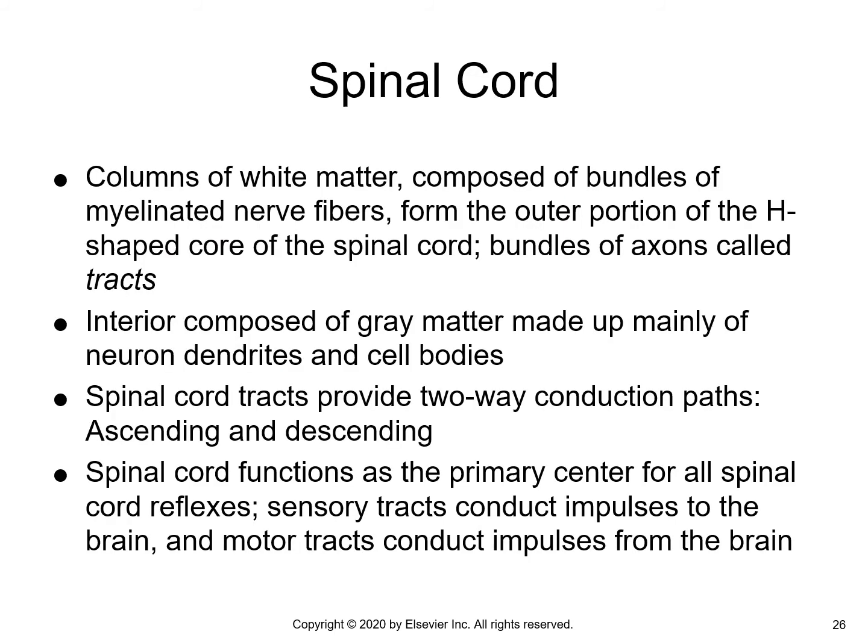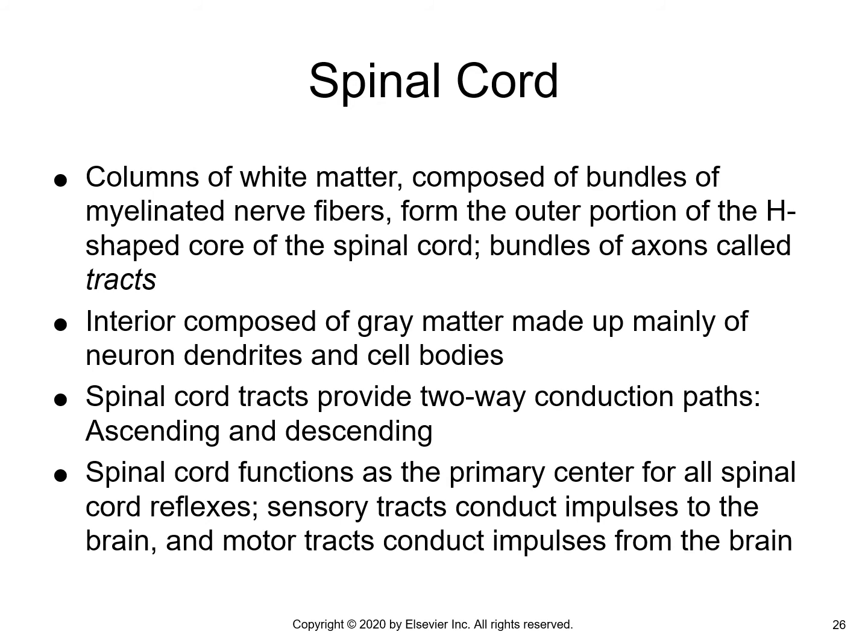So now let's talk about the spinal cord. Columns of white matter composed of bundles of myelinated nerve fibers form the outer portion of the H-shaped core of the spinal cord. Bundles of axons are called tracts. The interior is composed of gray matter made up mainly of neuron dendrites and cell bodies.